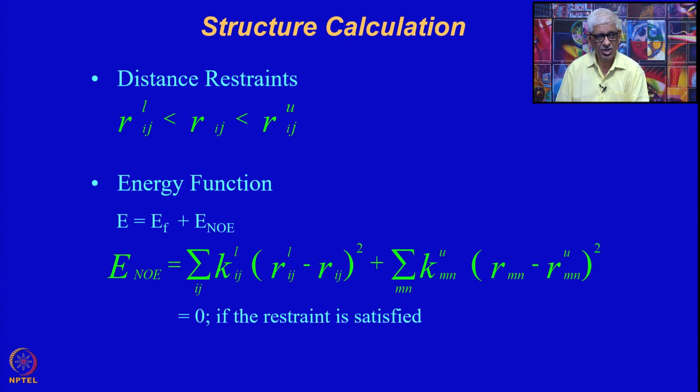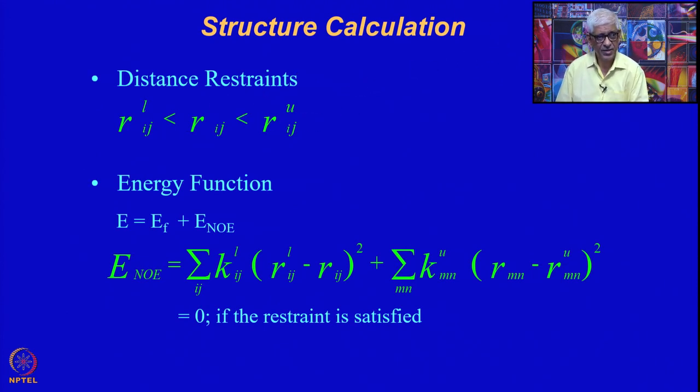In a polypeptide chain, if it has 100 amino acid residues, you will have thousands of peaks. Of course, several of them will be short range, several of them will be sequential, and there will be many other ranges. However, we include here all the distances, not only the sequential and the short range ones, but the long range ones too, all are included.